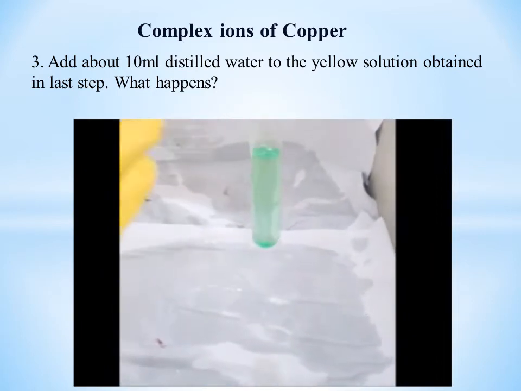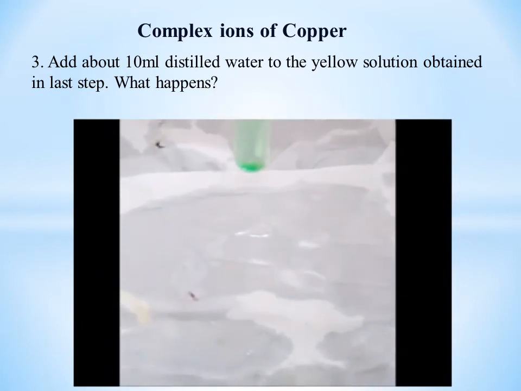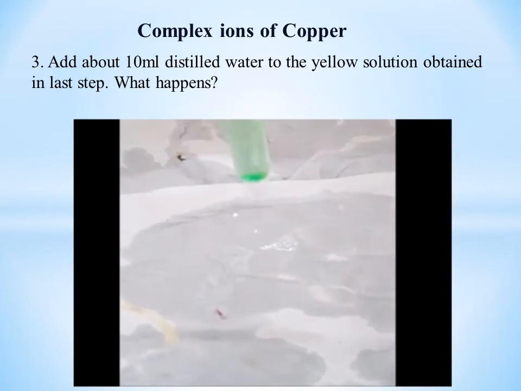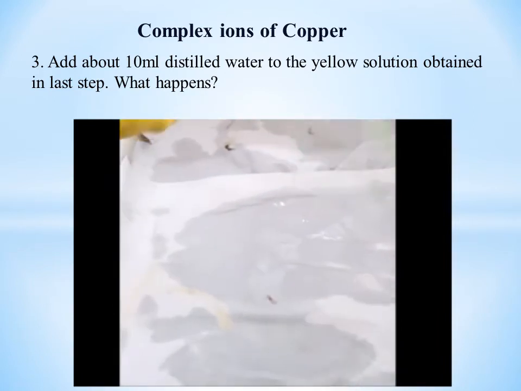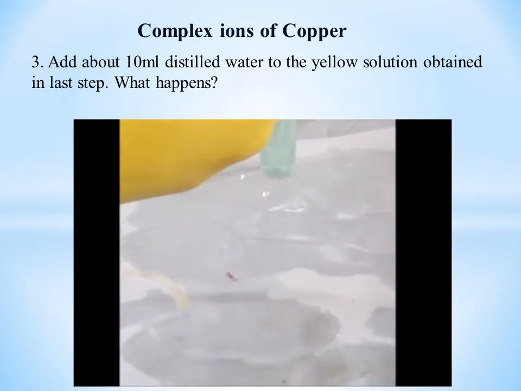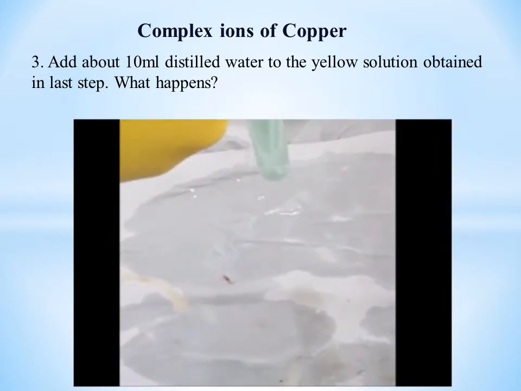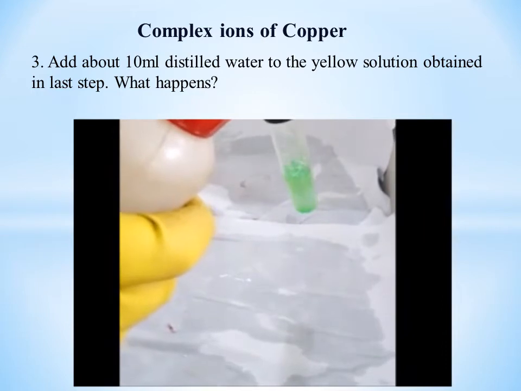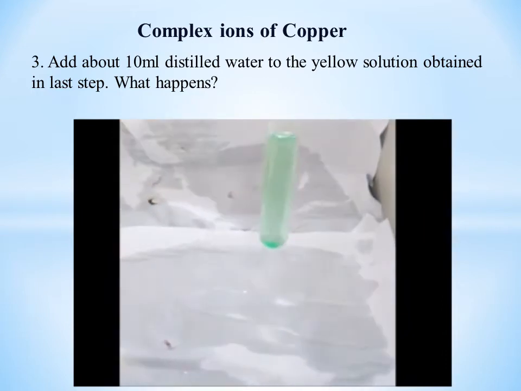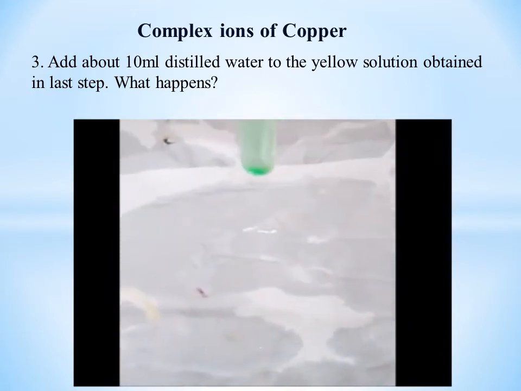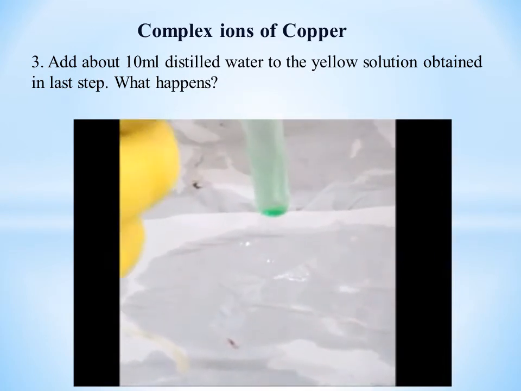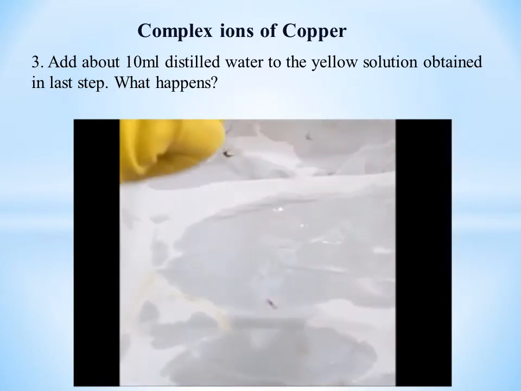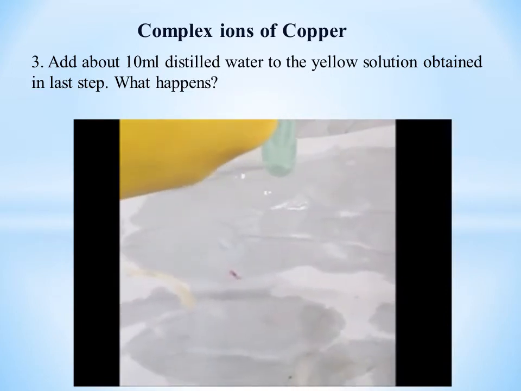You will add about 10 ml distilled water to the yellow solution obtained in the last step. That yellow solution was due to the complex ion tetrachlorocuprate 2 ion. What happens? See the video. When distilled water was added to this yellow solution, it turned to a sky blue solution. You can understand the chemical reaction with the help of chemical equation.